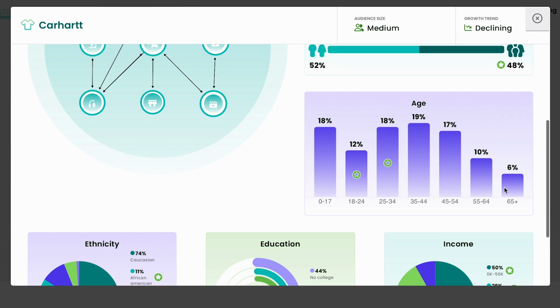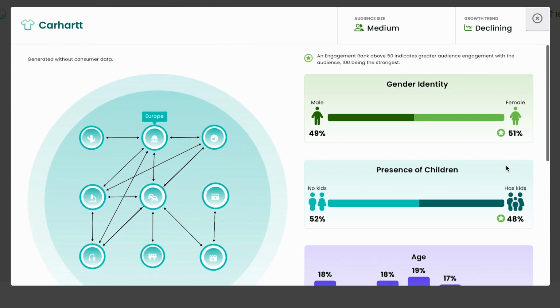Like age, for example, you could look at the less engaged categories here and consider that's opportunity to serve an underserved audience segment.